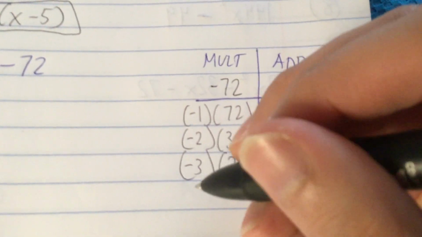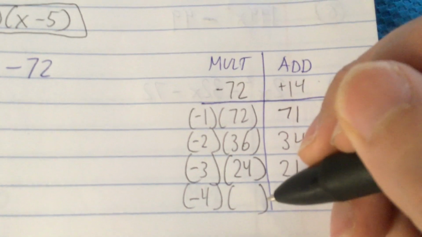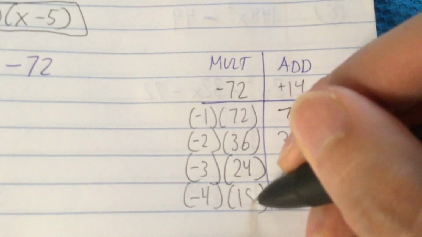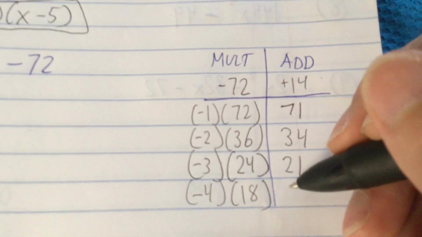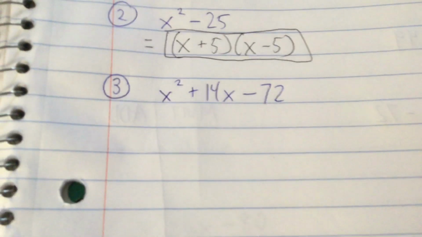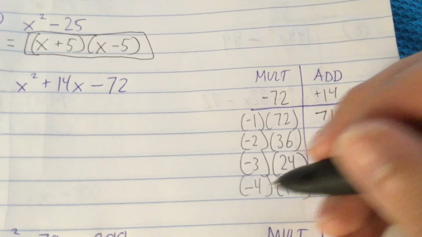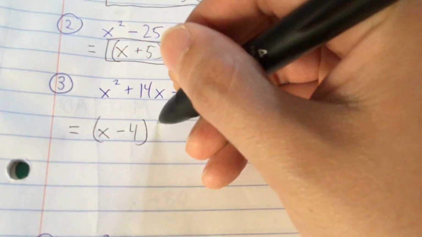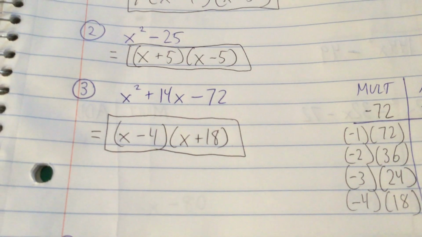All right, negative 4. Yeah, 4 goes into 72. Right, I would pull out a calculator, and that's going to be 18. Negative 4 times 18 is negative 72. Negative 4 plus 18 is 14. Checks out. Okay? So, with that being said, I don't need to factor any GCFs out, but the winning combination is negative 4 and positive 18. So that becomes x minus 4 times x plus 18. That's how we do it. Okay?